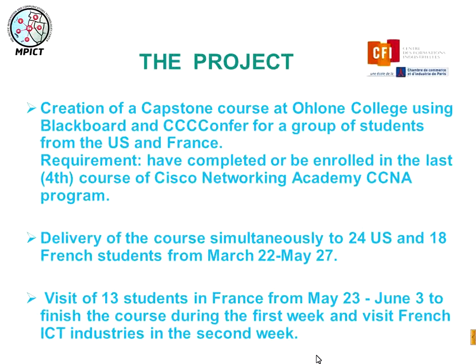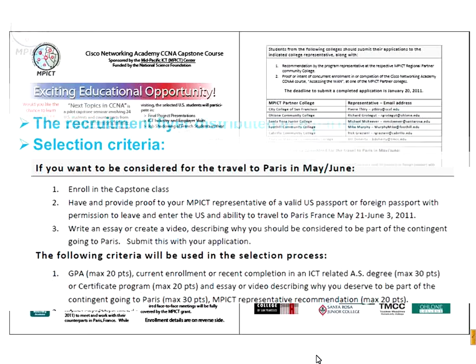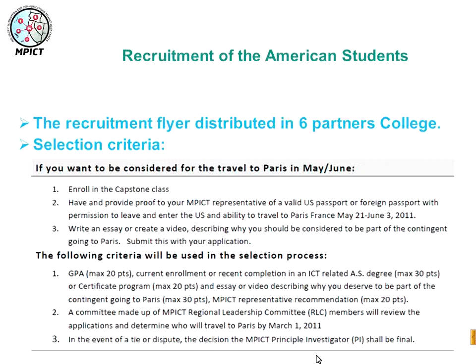So we had a flyer that we passed out in our classes in five colleges that are partners of MPICT: City College, Ohlone College, Santa Rosa Junior College, Cabrillo College, and Truckee Meadows. And then the students had to follow certain requirements. That was in December 2008 that we did that. The requirement flyer distributed in the partner colleges has these kinds of criteria. They have to enroll in the Capstone class. And by the way, MPICT was paying for the tuition of the American students, and the French students were taking that class in supplement to their own program. And so we'll tell you more about that in a minute.